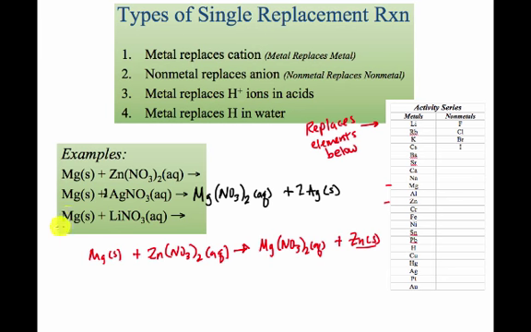All right, the last one, magnesium is going to attempt to replace the metal or the cation, which would be lithium. Okay, so when I look at that, magnesium is below the lithium, so therefore magnesium cannot replace the lithium. So this would be no reaction. Okay, so metals below the other metal cannot replace it. Okay, so that's pretty much metals and metal replacing cations.